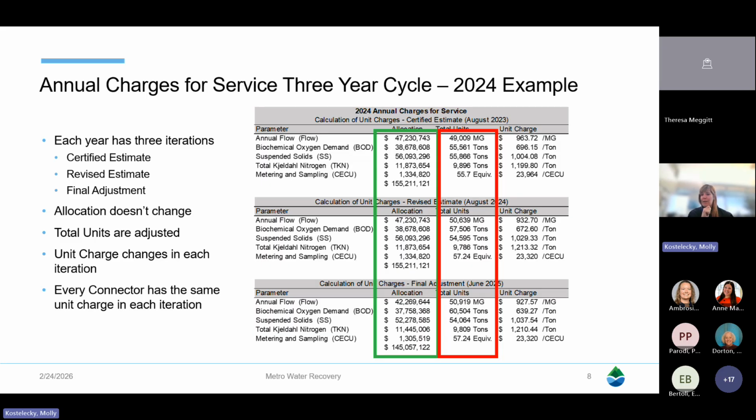Both the certified estimate and the revised estimate are just what they are. They're estimates before the year started or during the year, and we make adjustments, so that would change the unit charge. That final adjustment is actually what happened during that year. So what did happen? Let's take a look back and we make a final adjustment. Each time we go through this iteration for a particular year, we would have 3 different calculations of annual charges, which would then affect your future annual charge payments. So in any one year, you would see on your bill certified estimate, revised estimate, and final adjustment, coming up to a total payment.